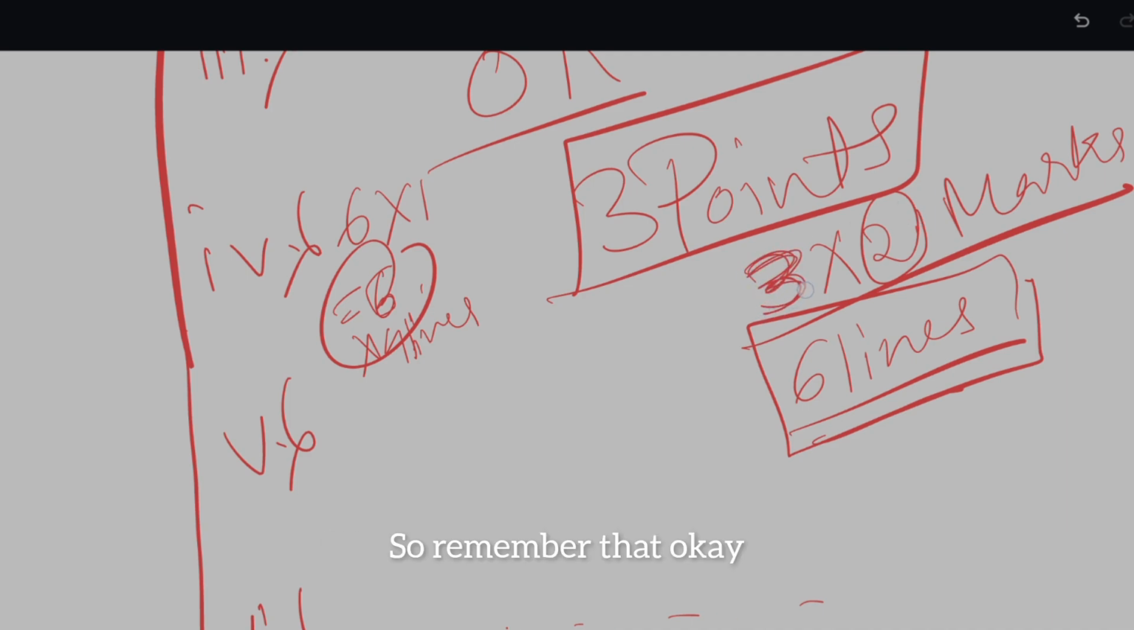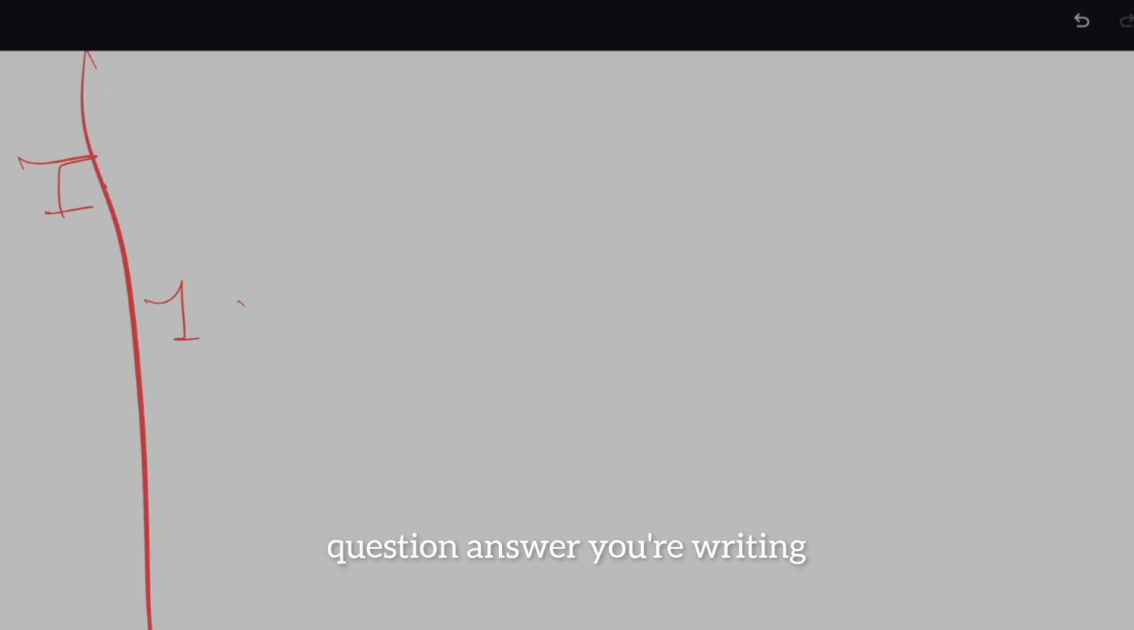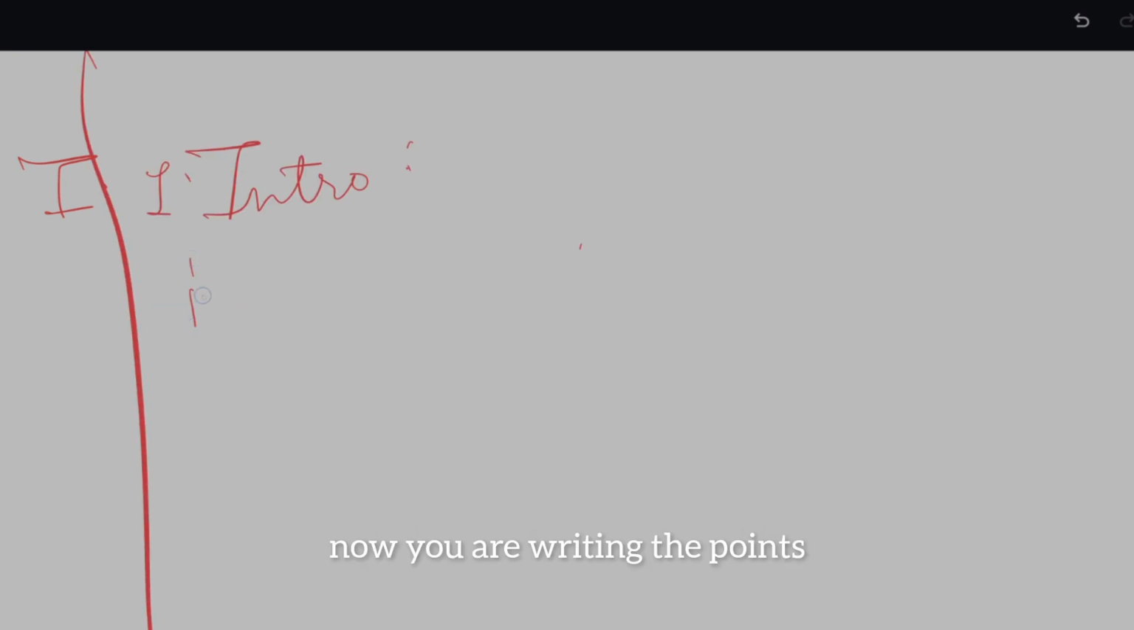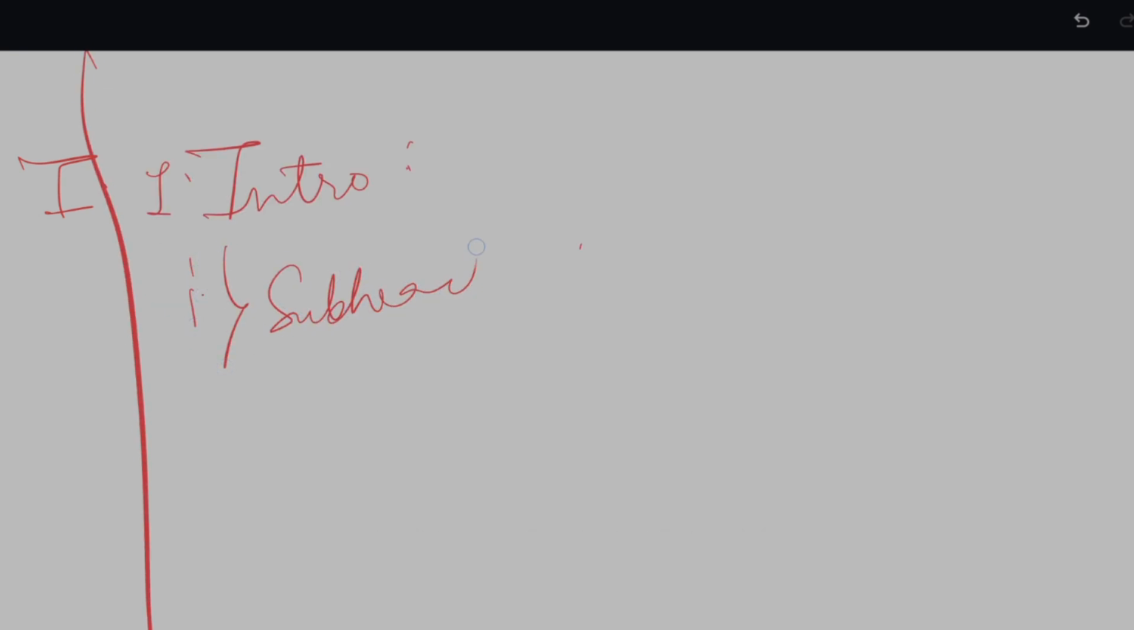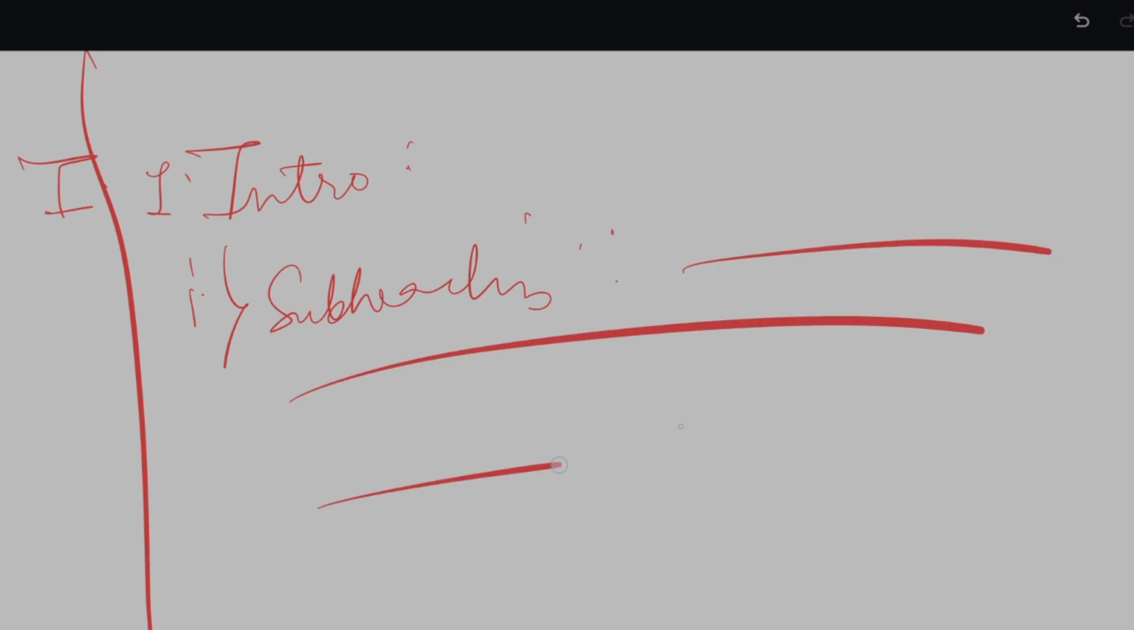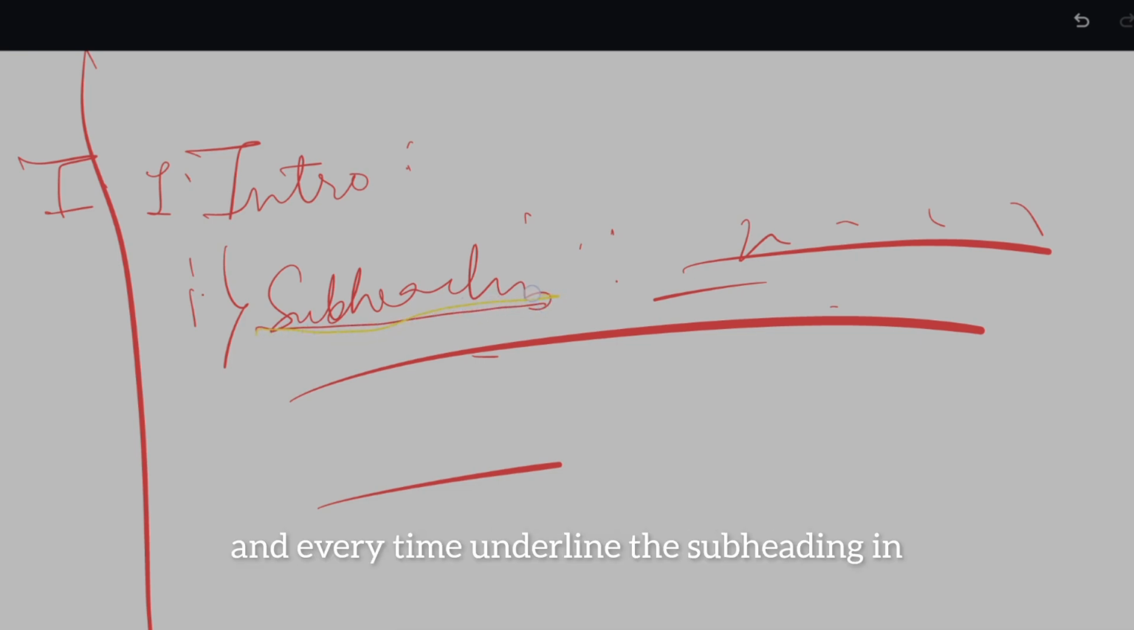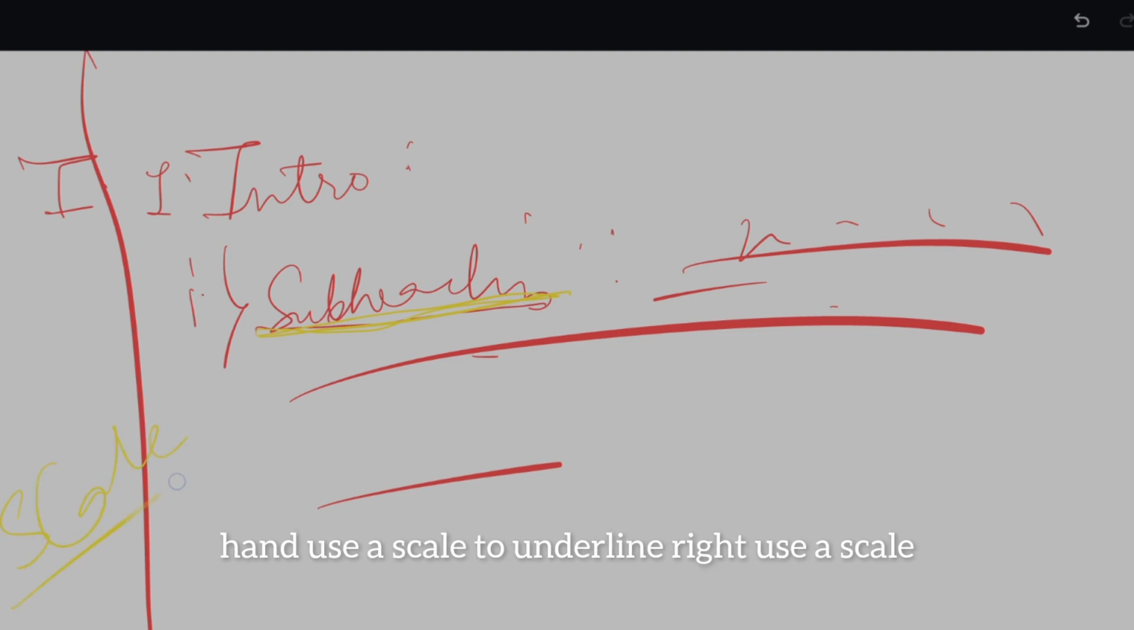So remember that. Okay. Suppose this is the question answer you're writing. So you give the introduction, now you're writing the points. This is the subheading. These are the points, x, y, whatever the points. So what you have to do is underline the subheading. Change the color. Each and every time underline the subheading in your answer script. And do not do it with your loose hand. Use a scale to underline. Right? Use a scale and underline your subheading.